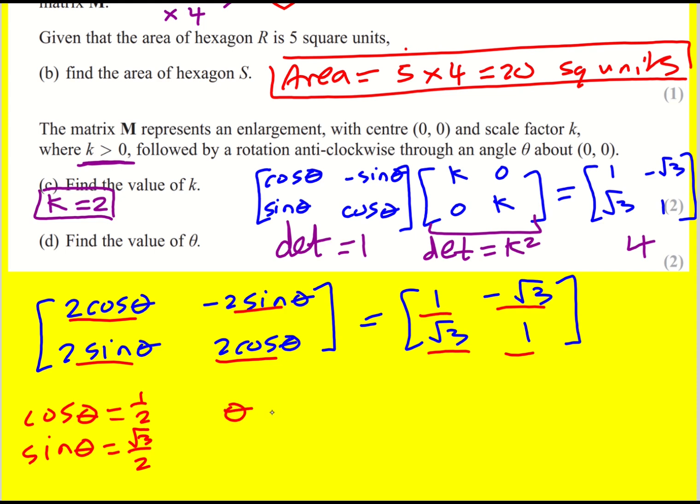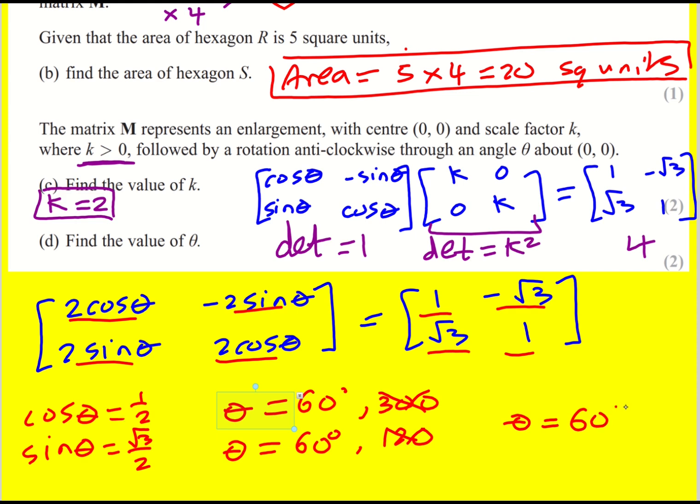So let's solve it. Theta is inverse cos of a half, which gives us 60 degrees, and we also get 300. But you might recognize that sine is positive, so we're definitely going to be dealing with the acute angle here. So theta here is then 60 and 120. So we reject these. Theta is 60 degrees.